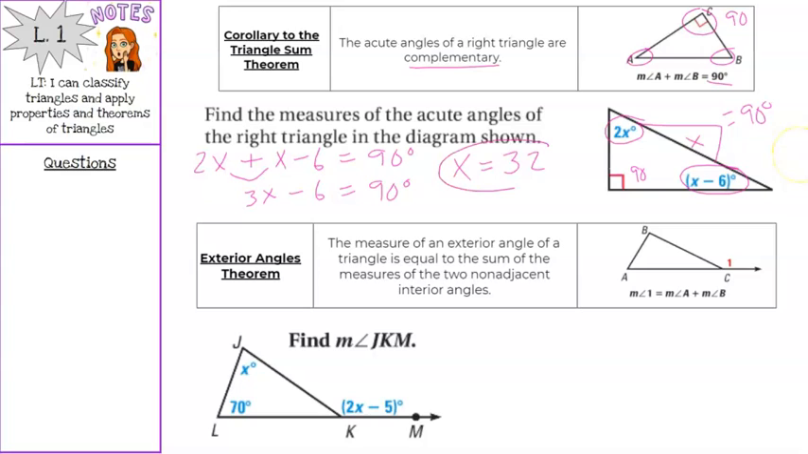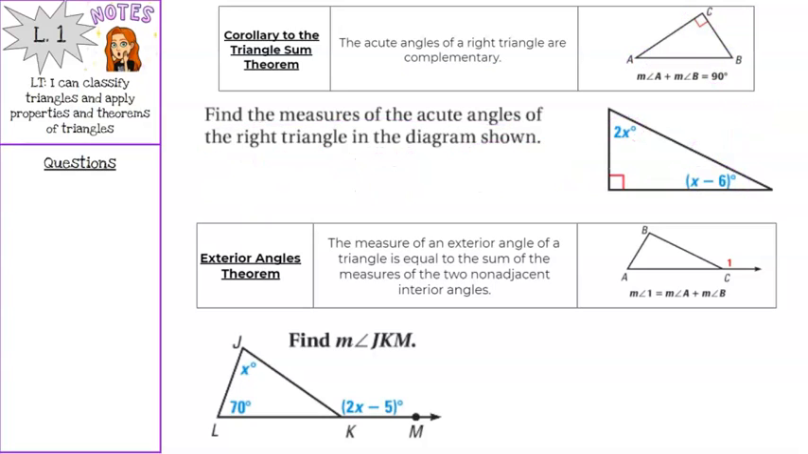You should have gotten that x equals 32. Now that's not our final answer because remember we wanted to find the measures of the acute angles of the right triangle. So if we know that x equals 32, then this angle, 2x, would be 2 times the value of x, which is 32. 2 times 32 equals 64 degrees. So that angle measure would be 64 degrees. And then this angle would be 32 take away 6. 32 take away 6 would be 26. So this angle would be 26 degrees.